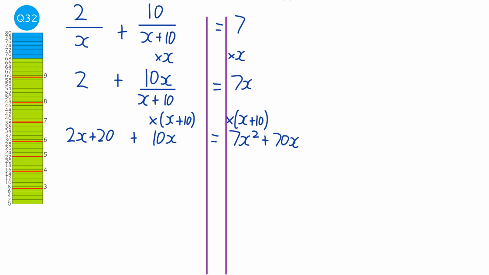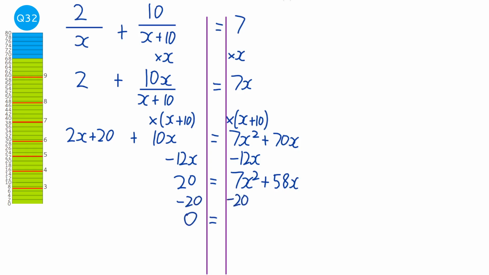Next step we're going to do is just move everything on the same side. Now, I normally keep the x squareds positive if I can. So wherever the x squared is, I move everything else to that side. So we're going to collect the 2x and the 10x, and we're going to take away 12x from both sides. So we've still got that 20 on the left-hand side, and here we have 7x squared plus 58x. I'm going to take away that 20 from both sides, because with quadratics, to solve them, we always need it to equal 0.